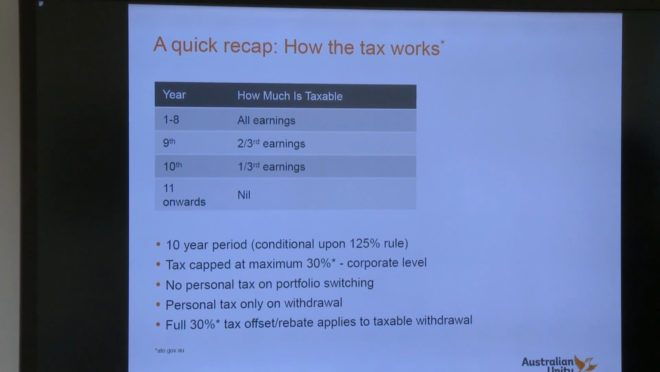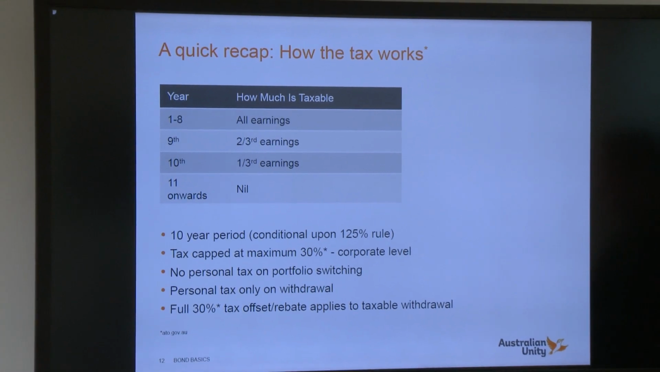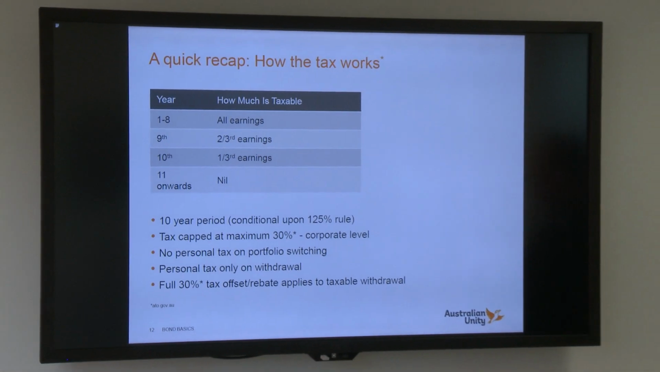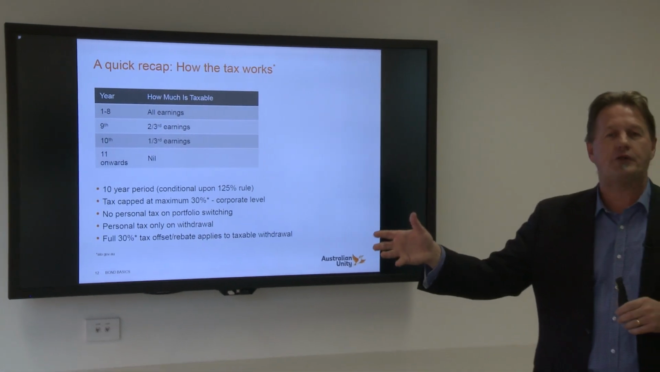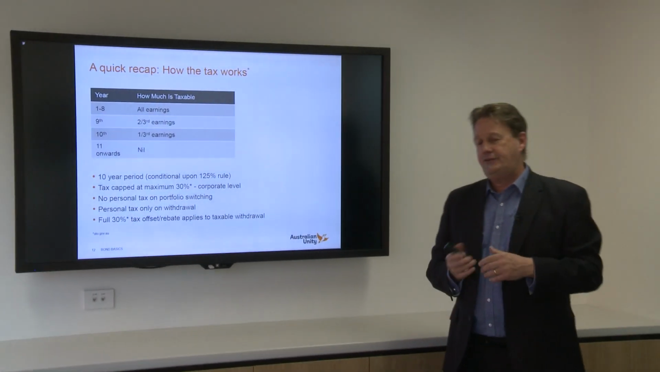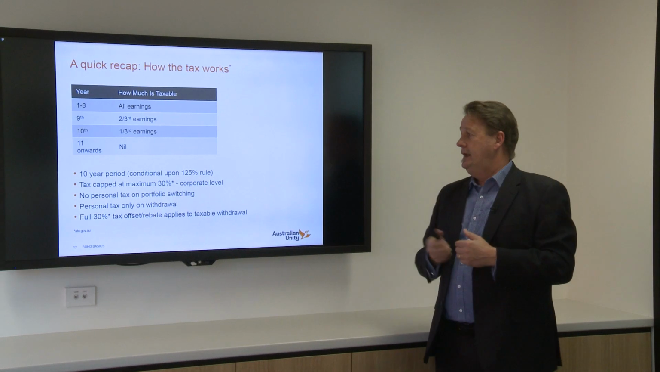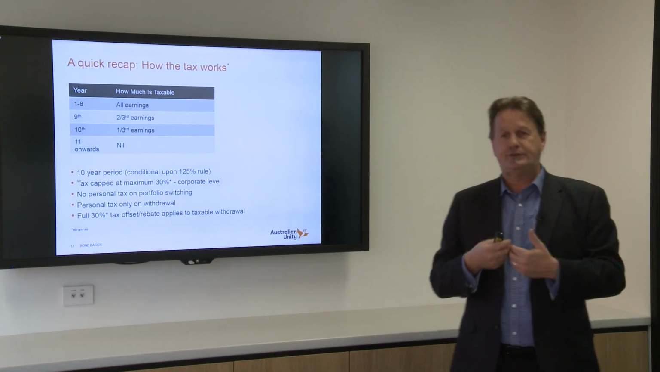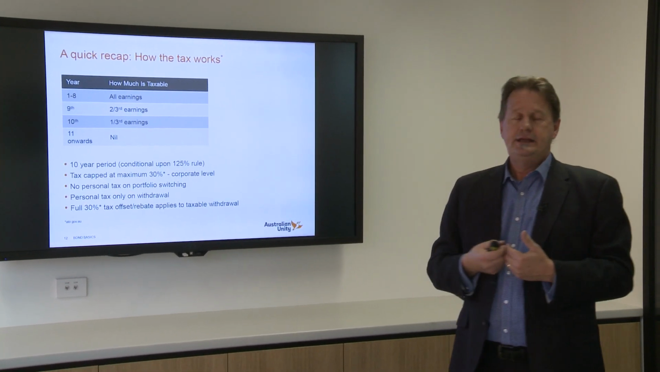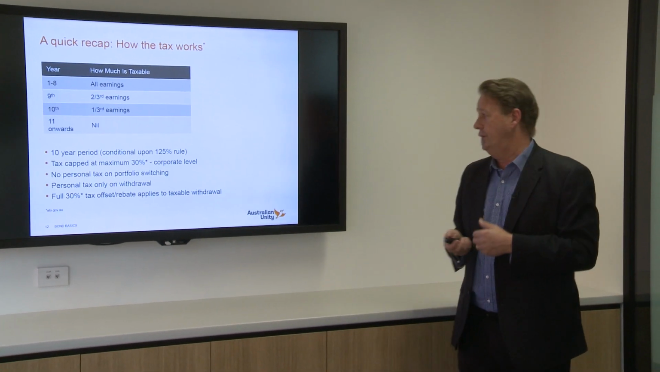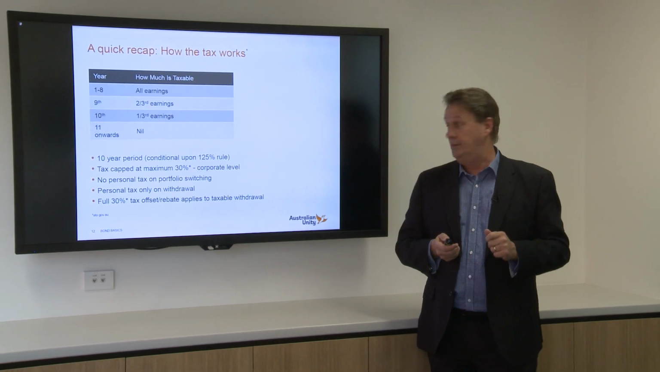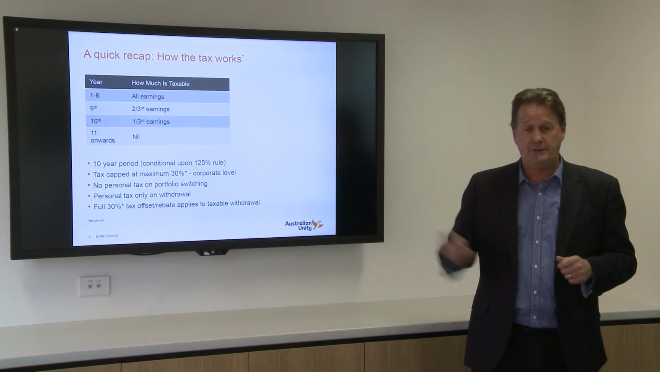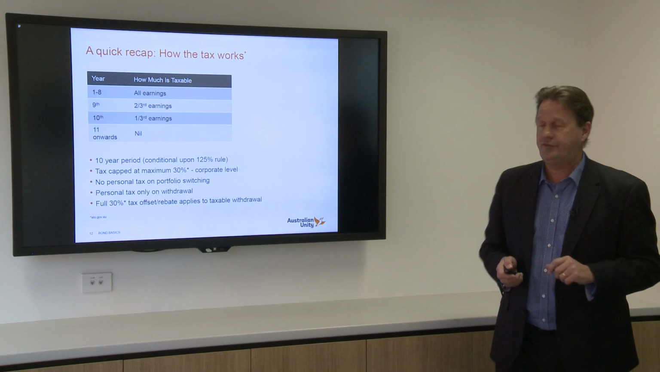There's also no personal tax inside the bond upon switches. So if you want to move your money between the different fund options, from say a conservative option to a more growth option and back again as you get towards retirement, you're not going to create a personal capital gains tax. All of that is dealt with within the bond itself. You only have a personal tax liability upon withdrawal from the bond. And of course, as I mentioned, you pick up the 30% offset.